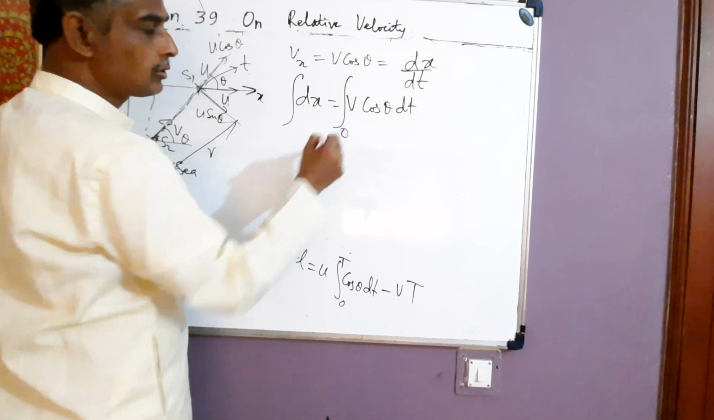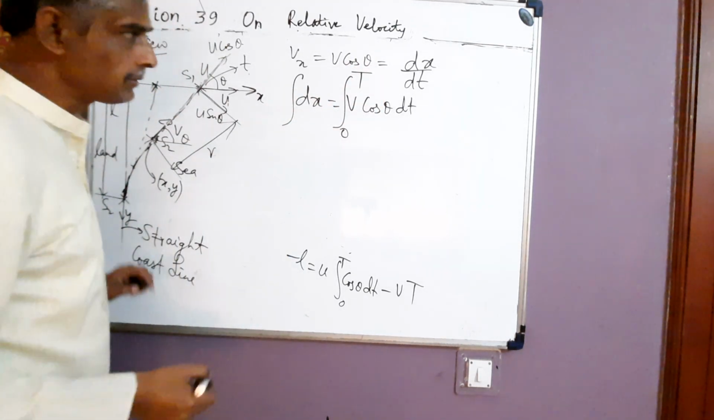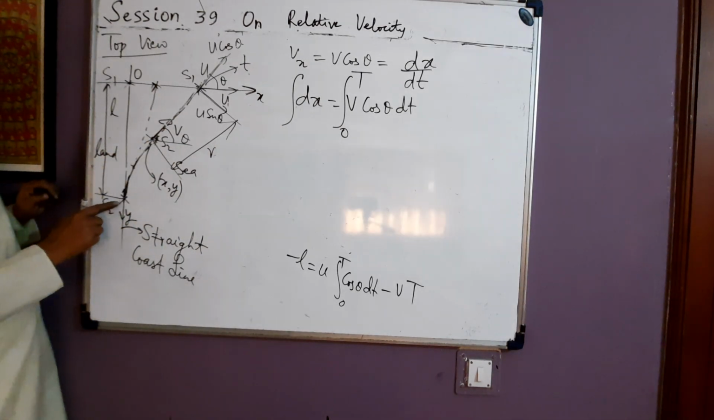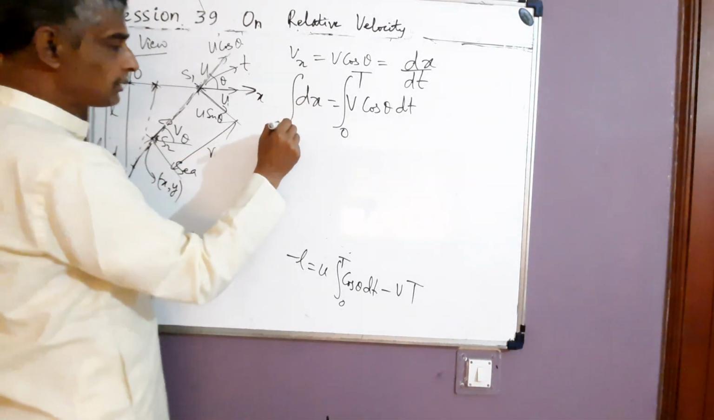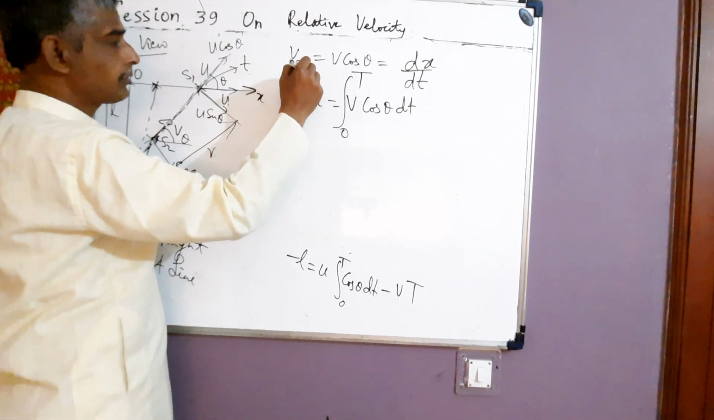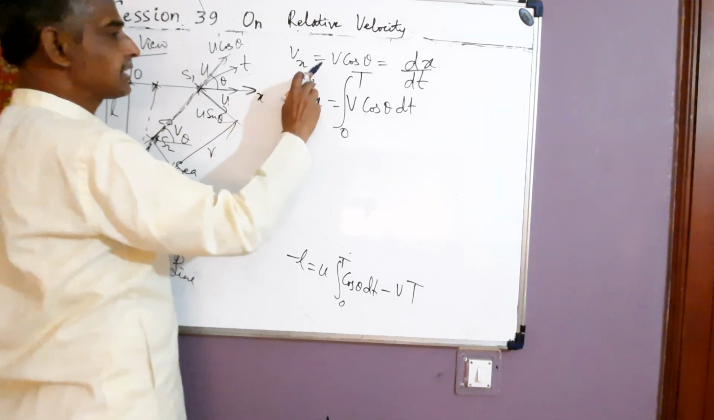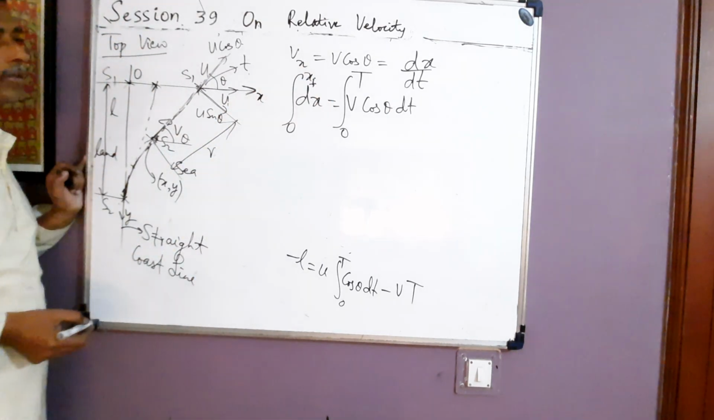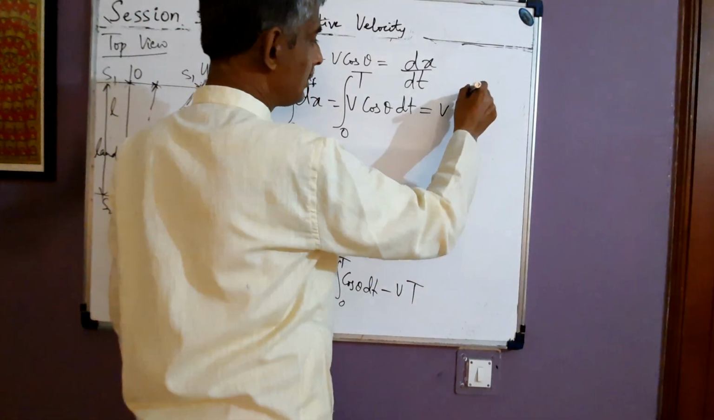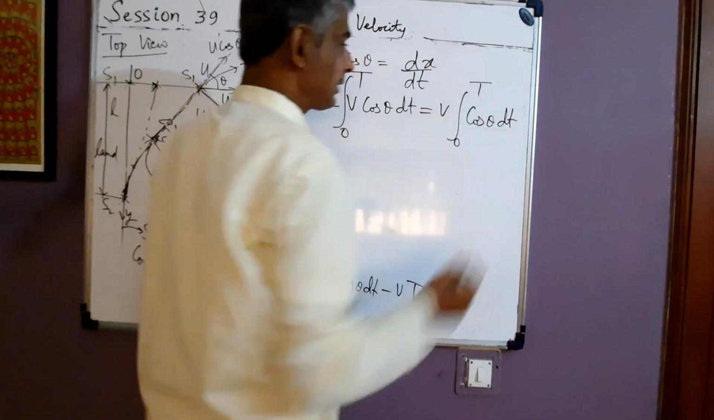The lower limit of small t is 0, and the upper limit is capital T. At time 0, the x coordinate of ship S2 is 0, because it was situated on the y-axis. So the lower limit of x becomes 0. At capital T, the final x coordinate of ship S2 is xf, f for final. Now v is constant, so v comes outside the integral: v times the integral of cos theta dt from 0 to capital T.